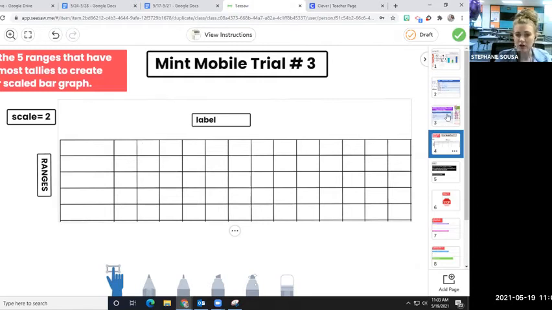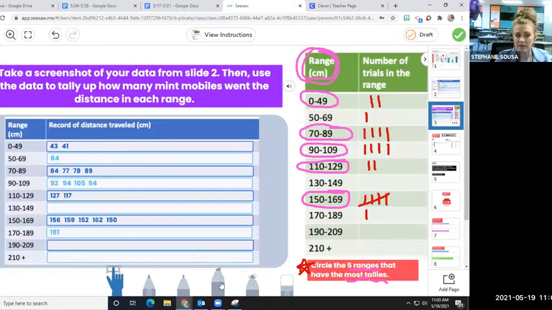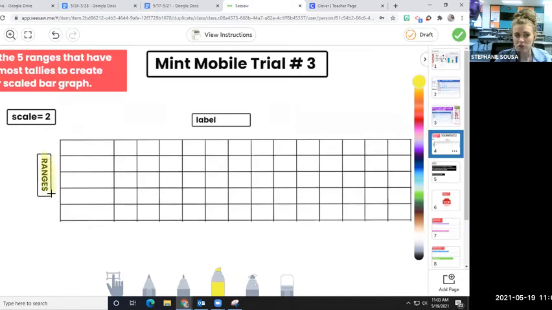Notice that matches our tally chart. Look what this says: Ranges. Look what we just typed. Ranges. See that?